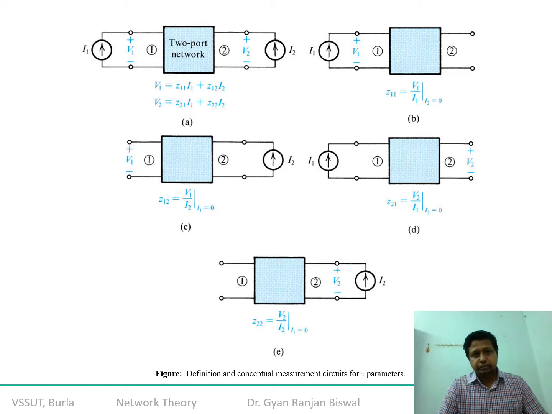So Z11 is between 1 and 1, Z22 between 2 and 2. This is 2 to 1, and this is 1 to 2. Here 1 is the input terminal and 2 is the output terminal. You are calculating this impedance of the circuit when the current is flowing from terminal 1 to 2. That's why Z21 is called the forward transfer impedance. Whereas Z12 is the impact of the impedance over the network when the current is transferring from 2 to 1, reverse to your assumed or theoretical direction. So that is your reverse transfer impedance.